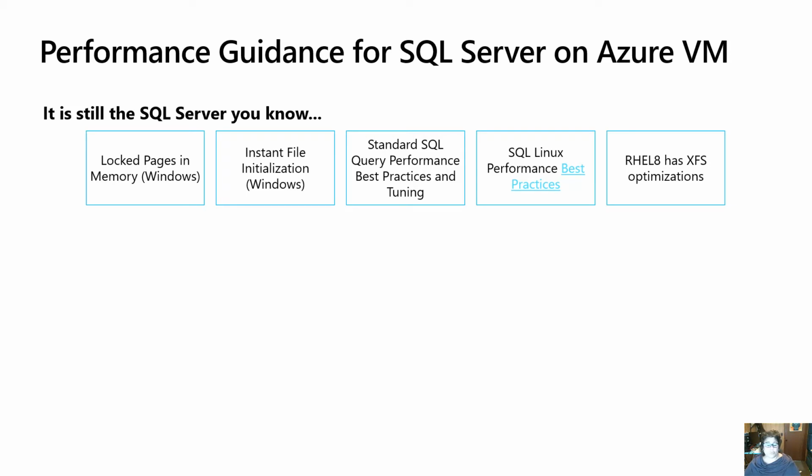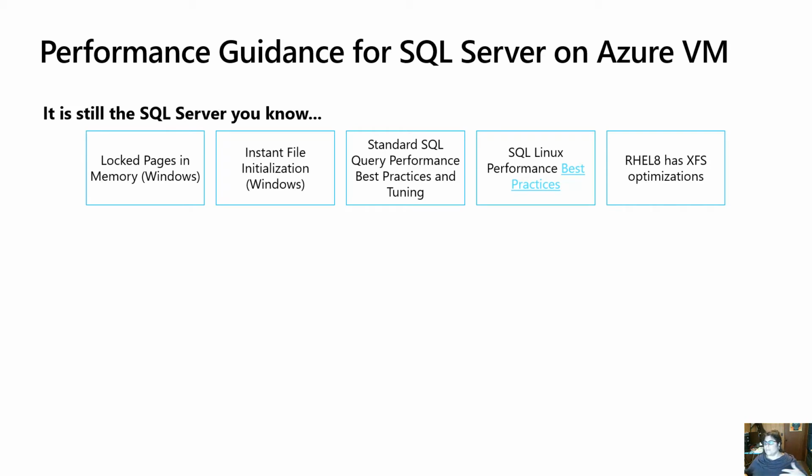And in fact, it becomes more important in Azure, remember, because you're renting that hardware. You're paying for that hardware per minute. So anything you can do to tune your queries is going to minimize your cost and give you better performance in Azure. Same if you're running SQL Server on Linux in an Azure VM. We have best practices specifically for Linux configurations and certain optimizations, file system optimizations in newer versions of Linux. So RHEL 8 has some XFS file system optimizations that you might want to be leveraging.